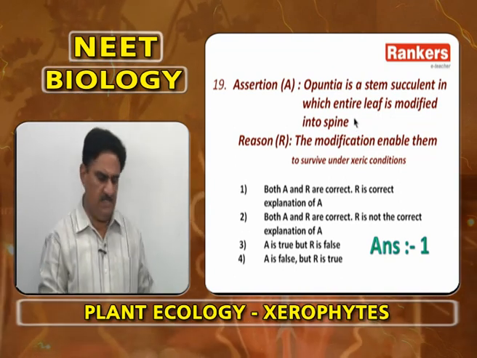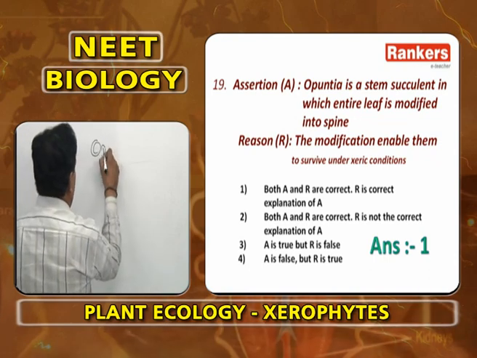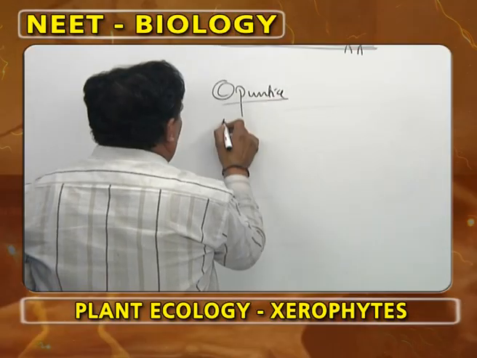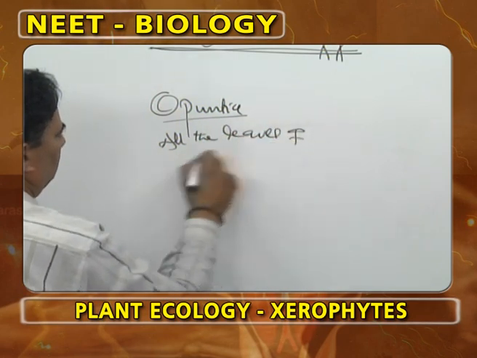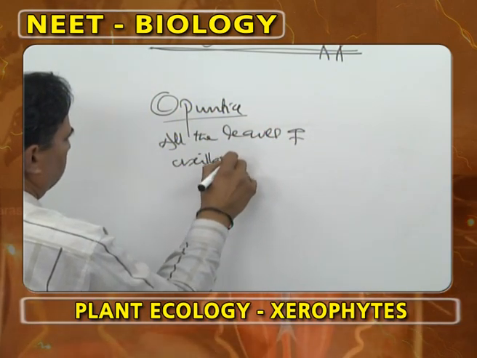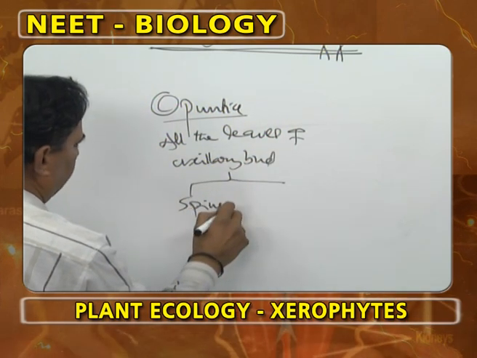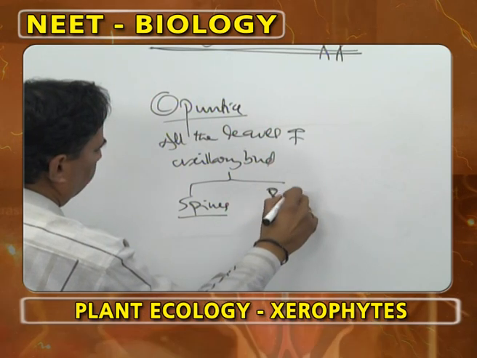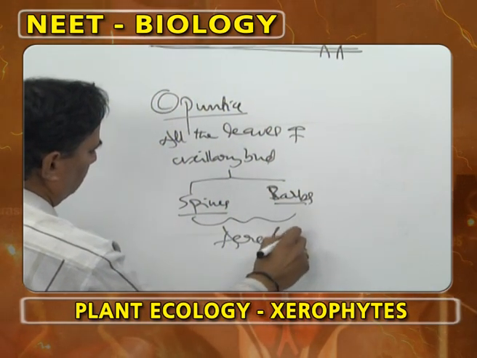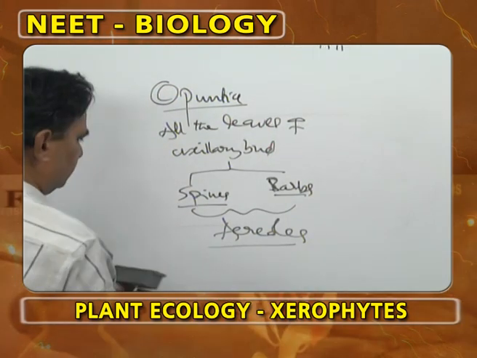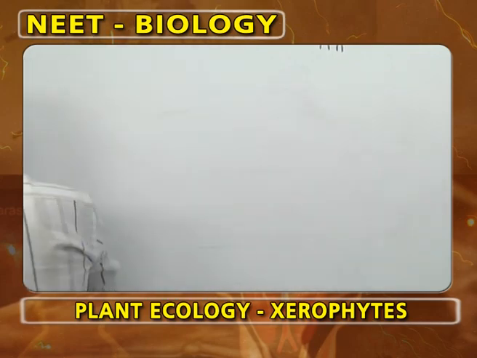So in Opuntia the special feature is all the leaves of an axillary bud: some become hard pointed spines, some become soft barbs. Both are combinedly called areoles. So, a phylloclade with areoles is found in Opuntia.